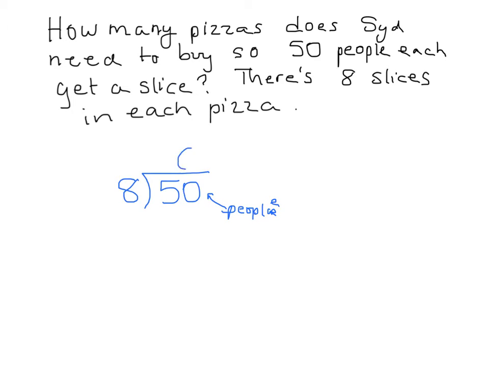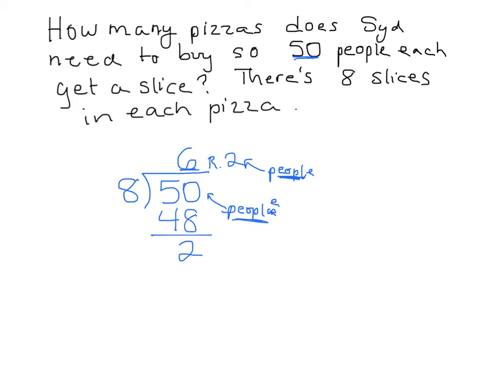So let's see, I got 6 remainder 2. If I'm dividing people, that means I have 2 people left over. So now I have to look back at this question here, and I have to decide, is it a problem if there's 2 people left over? Well, 50 people each need a slice of pizza. And so if we buy 6 pizzas, there's going to be 2 people left over, and everybody needs a slice.